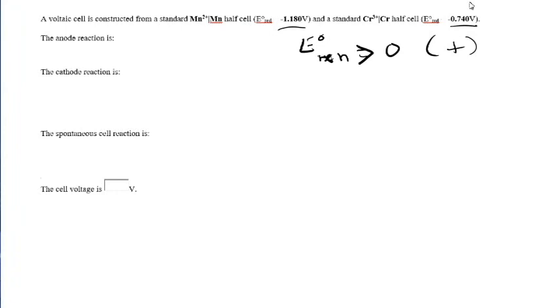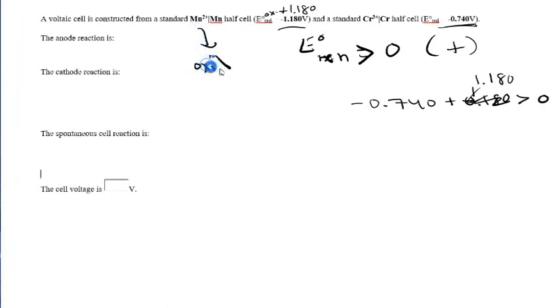Now I noticed that if I get this to be reduction, which is negative 0.740, and then I flip this to positive 1.180, meaning that it now becomes oxidation, then if I add those together, I will get a number that is greater than 0. It should be 1.180. If I did it the other way around, where I had negative 1.18 and then positive 0.74, that's going to give me less than 0. So this is telling me that manganese wants to be oxidized in this case, and that chromium wants to be reduced.